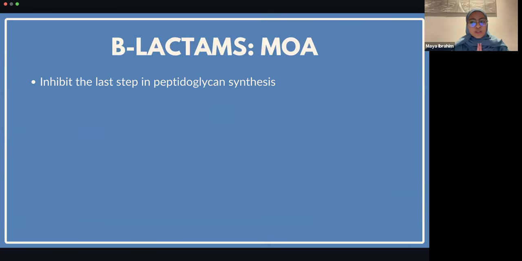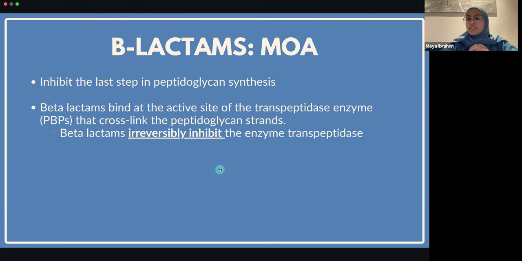Now you know from Dr. Hana's lecture that the last step of the peptidoglycan synthesis is where the wall has to be cross-linked, right? And this requires an enzyme known as transpeptidase or penicillin binding proteins. This drug works by binding to that enzyme and irreversibly inhibiting it, which means that it can't cross-link. The wall can't cross-link, and the wall would be fragile and it would burst and all the fluids would just leak out. So it would kill the bacteria.